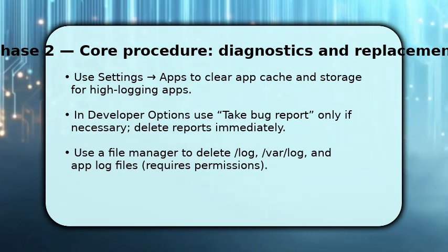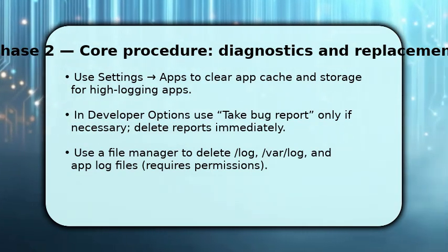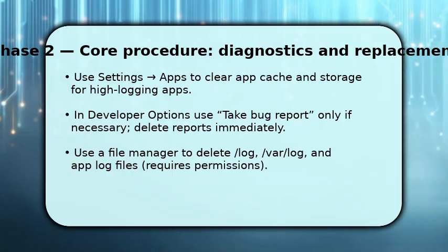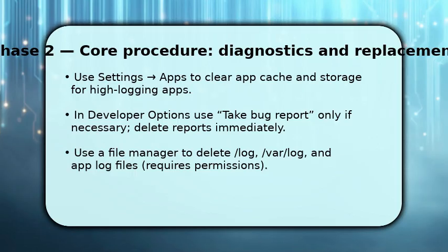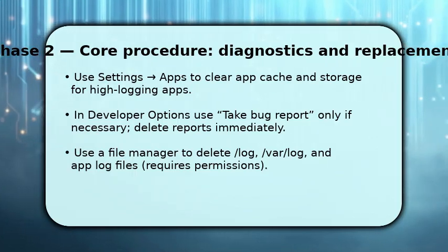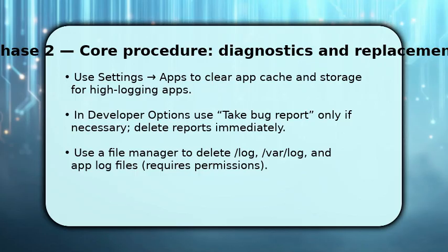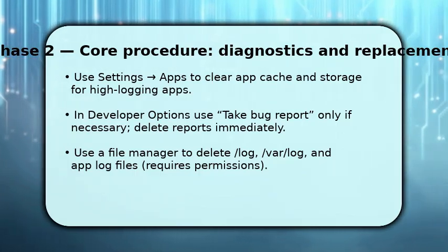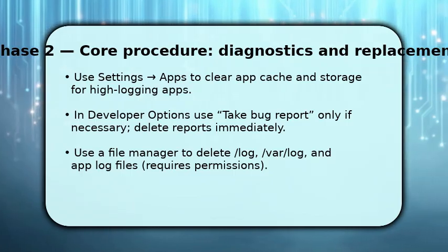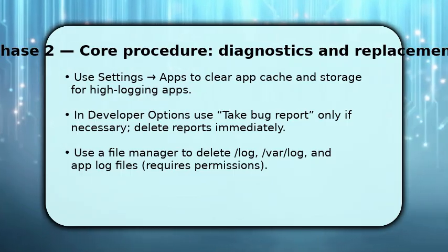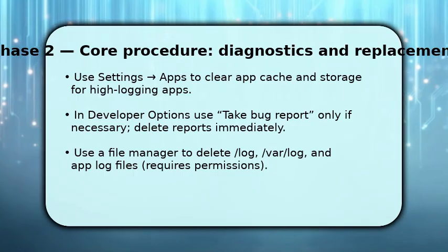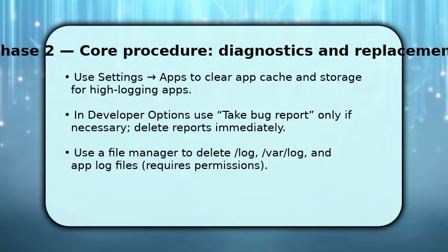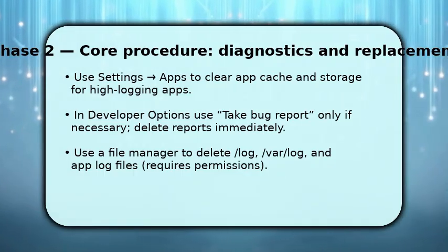Open Settings, go to Apps, and clear cache and storage for apps that collect a lot of data, because that immediately purges local logs. Next, if your system uses developer options, avoid generating new bug reports. If one exists, delete it. Then use a file manager or ADB to remove log folders such as /log and app-specific log files, making sure you have correct permissions. This step removes persisted entries that apps cannot recreate until restarted.